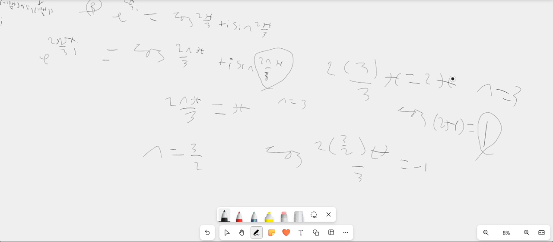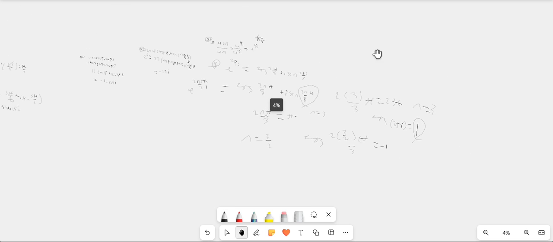Alright. Question 9. Use de Moivre's theorem to show that this plus that is real for all integers n. So what you need to do here for question 9 is easy. Nice one to end it.